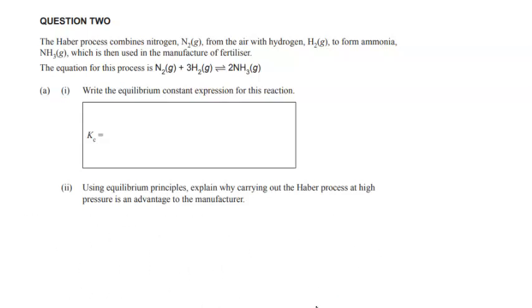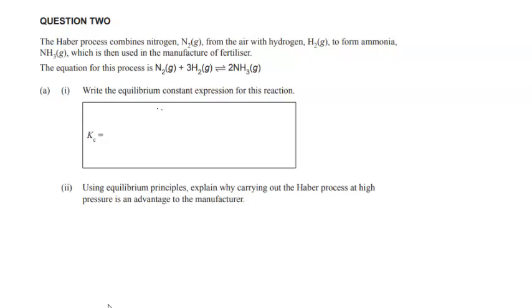But I've taken this question from the 2019 exam. So the Haber process combines nitrogen from the air with hydrogen to form ammonia, which is then used to manufacture fertilizer. The equation for this process is N2 plus 3H2 goes into NH3. Write the equilibrium constant. Why don't we do that as a bit of practice? So, you can give this a go before I do, so just pause the video if you want to.